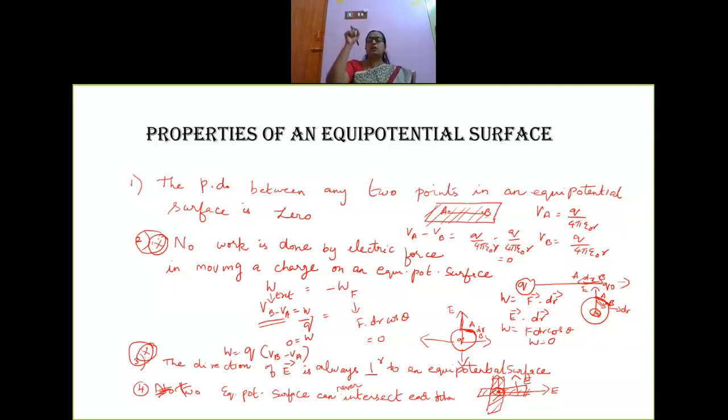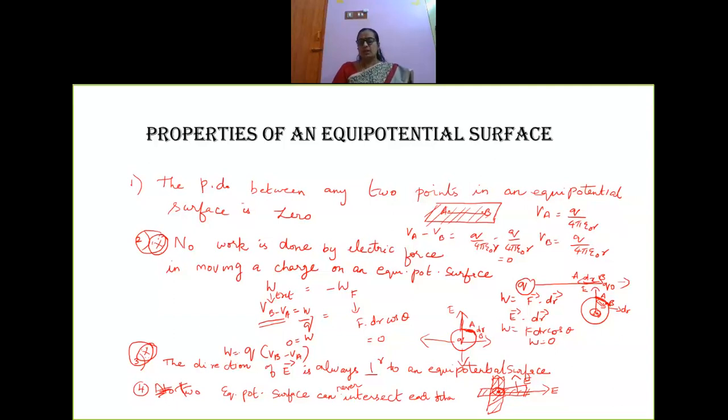For a particular point, you can have only one direction, right? You cannot have two directions. Similarly, here, two equipotential surfaces can never intersect. But if they intersect, what should happen? At the point of intersection, you should have two electric fields, which is not possible. So, we can conclude stating that two equipotential surfaces can never intersect with each other.